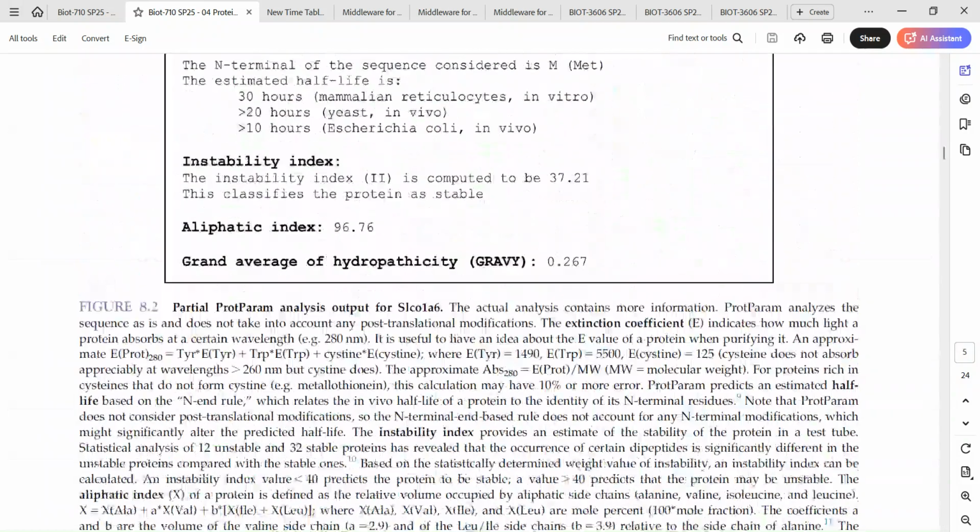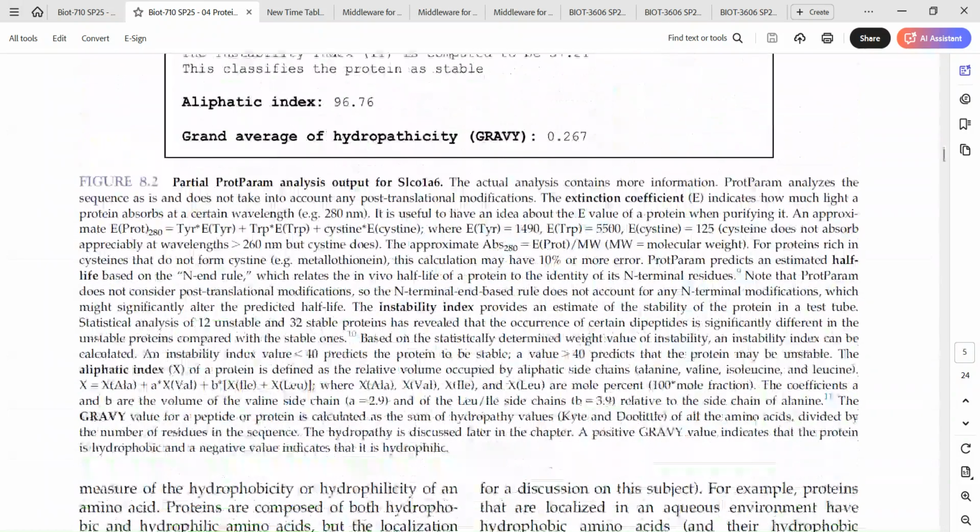What is the extinction coefficient? As you can see here, it indicates how much light a protein absorbs at a certain wavelength.